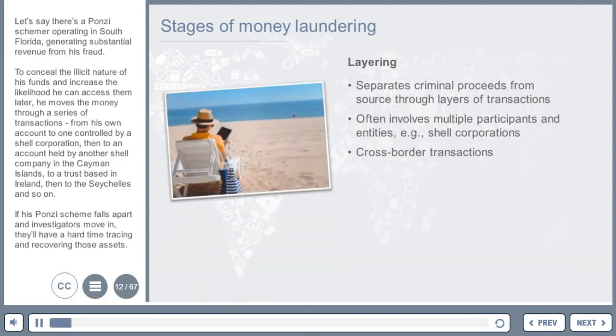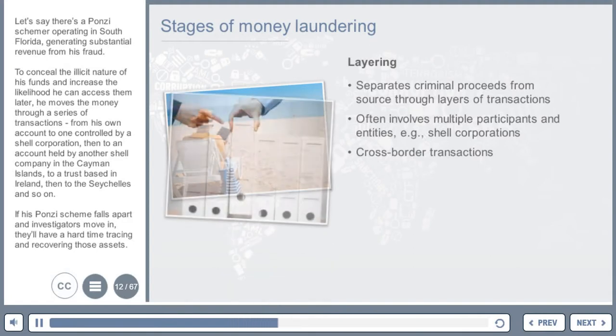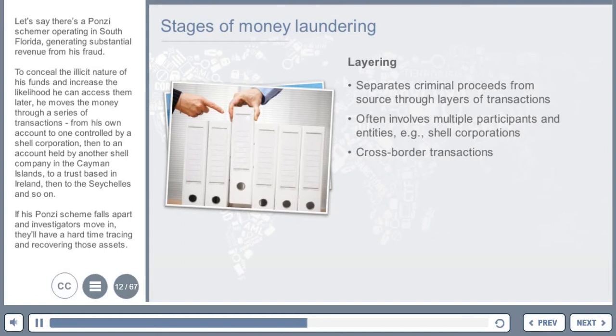Let's say there's a Ponzi schemer operating in South Florida, generating substantial revenue from his fraud. To conceal the illicit nature of his funds and increase the likelihood he can access them later, he moves the money through a series of transactions, from his own account to one controlled by a shell corporation, then to an account held by another shell company in the Cayman Islands, to a trust based in Ireland, then to the Seychelles, and so on. If his Ponzi scheme falls apart and investigators move in, they'll have a hard time tracing and recovering those assets.